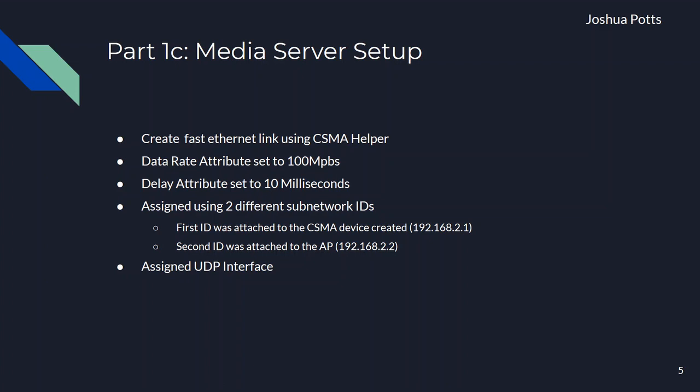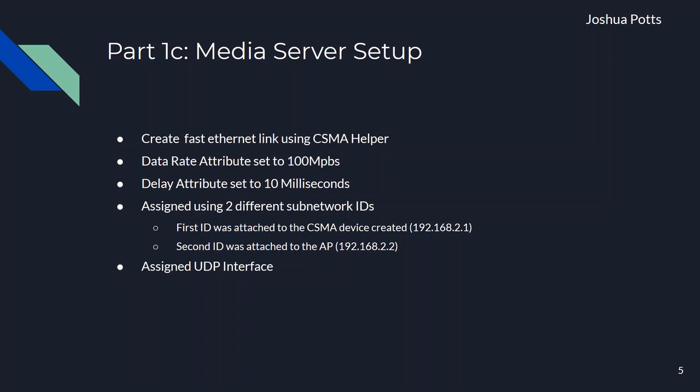For the final stages of setup, we needed to create the media server. The server is going to be used as the final destination for all packets being sent through the access point. To do this, we create the fast Ethernet link using a CSMA helper tool within NS3. There are 2 main attributes that are needed for this tool, the first being the data rate attribute, which we set to 100 megabits per second. The second is the delay attribute set to 10 milliseconds.